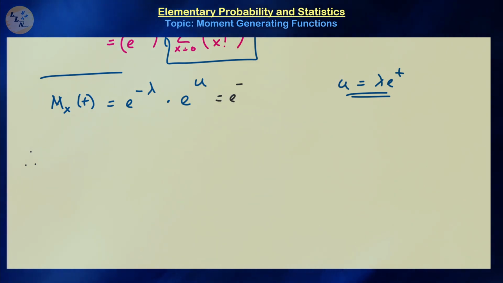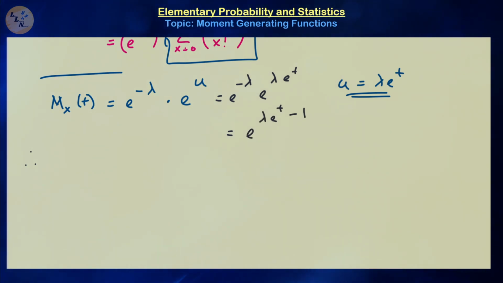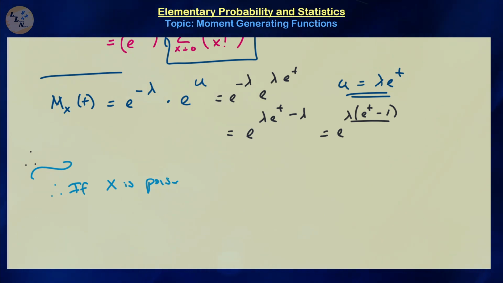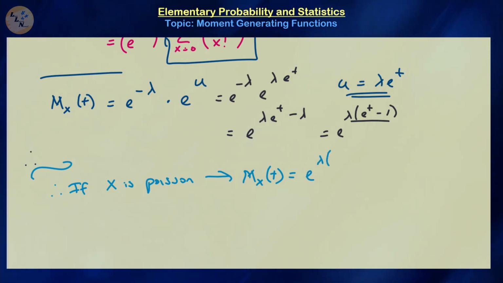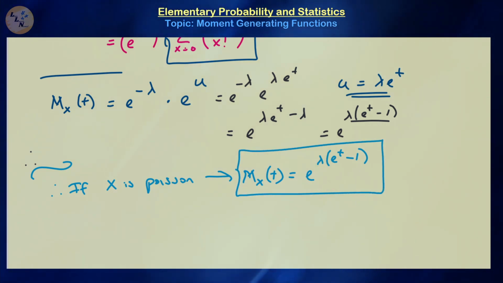Let's just fill in the details because we didn't start off with this u. That's just going to be equal to e to the minus lambda times e to the lambda e to the t, which is just going to be equal to e to the lambda e to the t minus lambda, and we can factor a lambda out of that exponent. So we're going to have e to the t minus 1 times lambda in the exponent of e. Therefore, if X is Poisson, then the moment generating function for this Poisson random variable is going to be equal to e to the lambda times e to the t minus 1. So that is the moment generating function for a Poisson random variable.